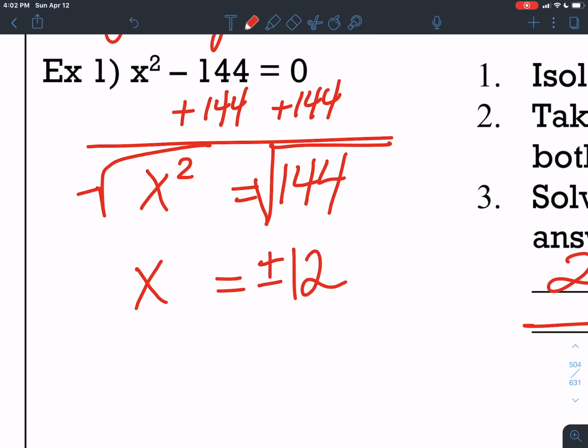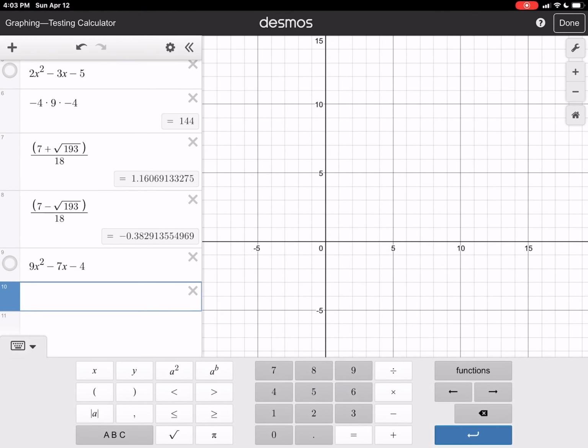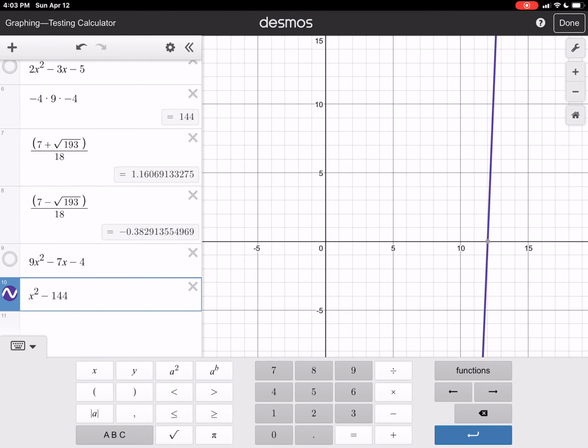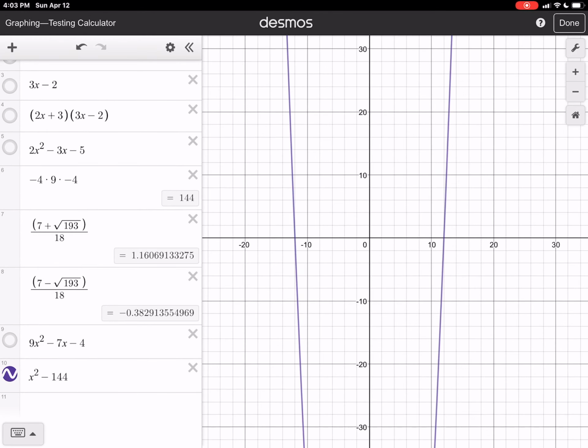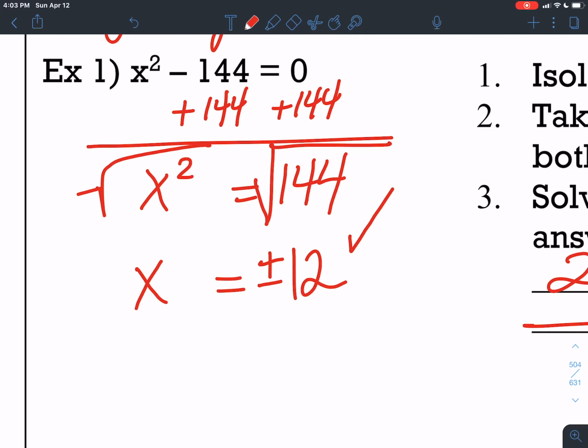So I have two answers. X equals plus or minus 12. So I should have two x-intercepts, one at negative 12, one at positive 12. Let's go ahead and graph this and make sure. I'll turn this one off. X squared minus 144. Let's zoom out. Okay, and it looks like positive 12, negative 12. We were correct. So those are my answers.